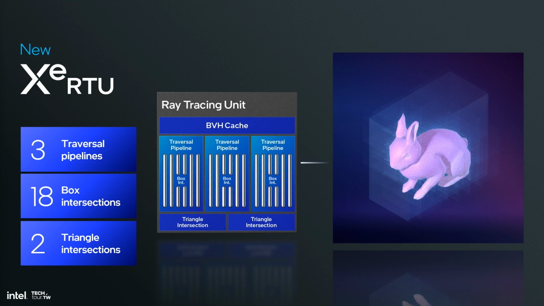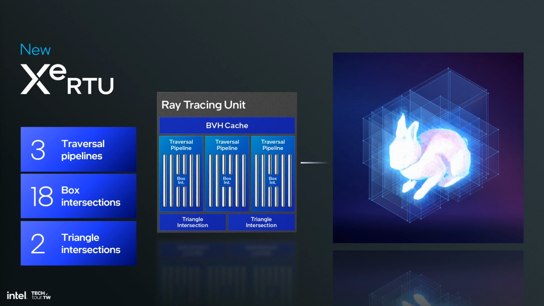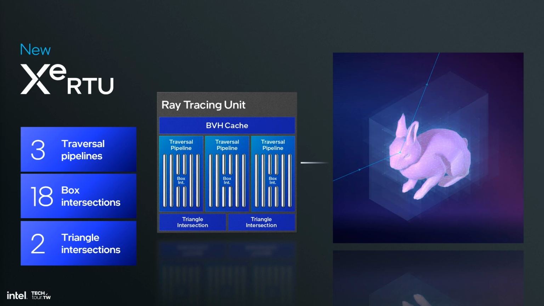So what you do is you draw boxes, and then you nest boxes within boxes. That box hierarchy is called a BVH. And what you need to do is traverse that BVH to get to the lowest level box, and then you look at all the triangles contained within that lowest level box, and you only check those. The thing that is searching through this tree is called a traversal pipeline. And in Xe2, we're now up to 3 traversal pipelines and 2 triangle intersection engines per ray tracing unit. The triangle search happens at the leaf, and it's critical for ray tracing performance. You'll see that we now support 3 traversal pipelines, 18 box intersections, and 2 triangle intersections per ray tracing unit.